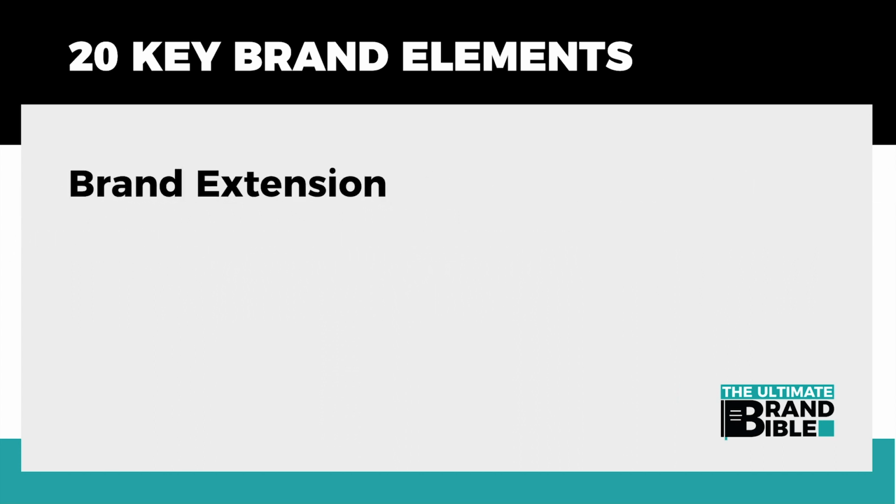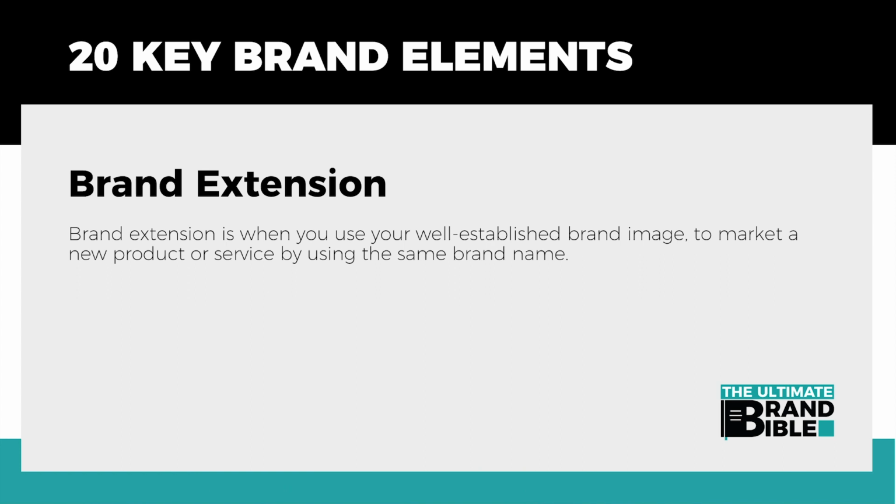Now, brand extension. Brand extension is when you use your well-established brand image to market a new product or service by using the same brand name. Now, a good example of this is a company like Dettol. They have a lot of spin-off products. They started off with Dettol, which is a standard cleaning product, and then from there they went into hand soap and hand sanitizer and other soap, and so it's essentially just extending your product range and leveraging your brand.